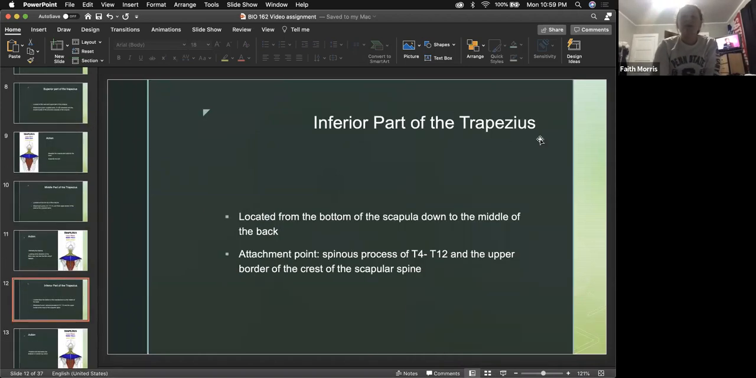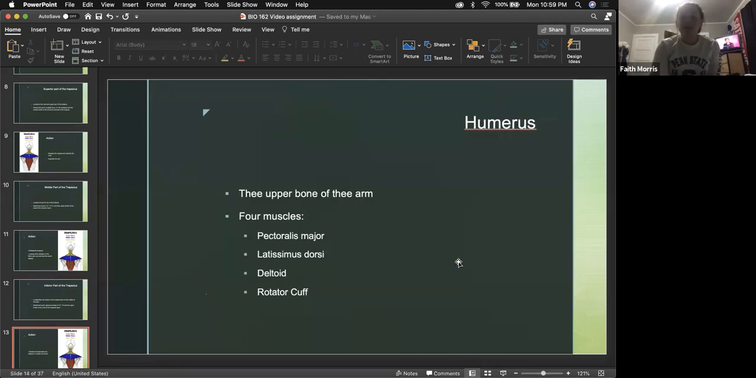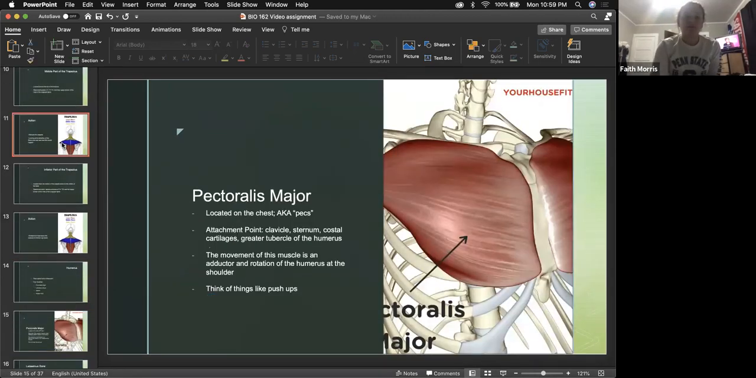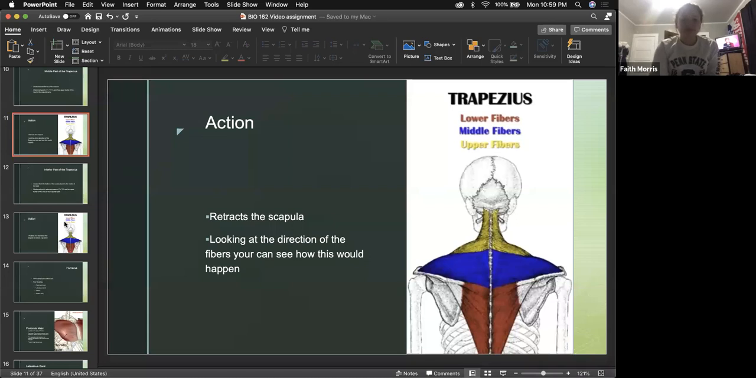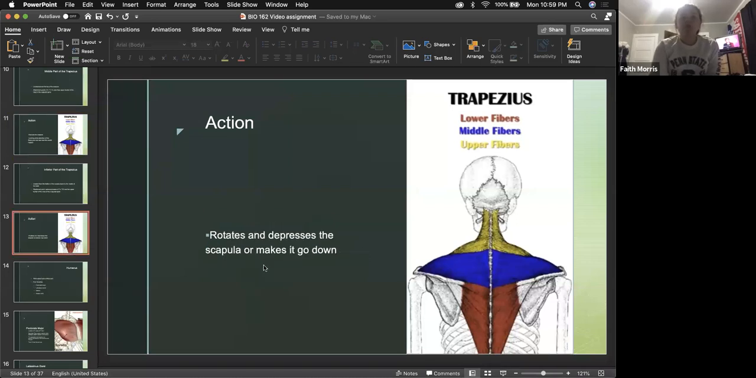The inferior part of the trapezius is located at the bottom of the scapula down to the mid-back. It attaches to the spinous process of T4 through 12 and the upper border of the crest of the scapular spine. So that's this red section here. It rotates and depresses the scapula, or it makes it kind of go down.